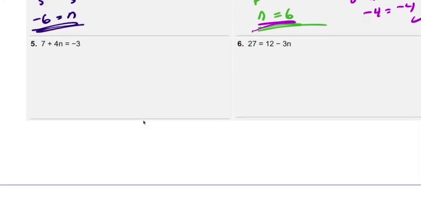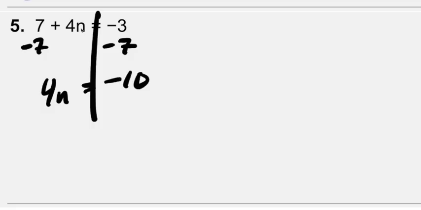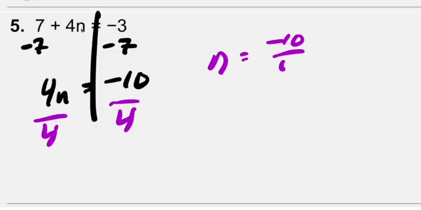Okay, next one, let's keep on solving. And we want to get rid of the 7. We want to keep this for last. So subtract 7 from both sides. You get 4n equals -10. Then we're going to divide both sides by 4, to get the n by itself. So you get n equals -10 over 4. Now that is the correct answer.